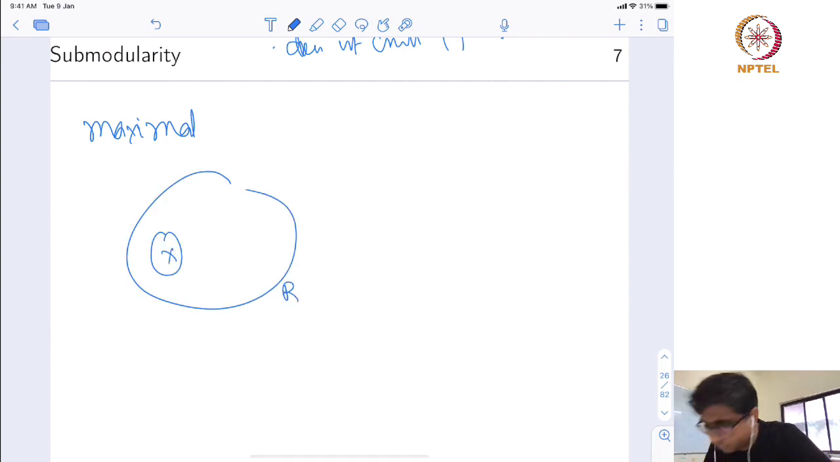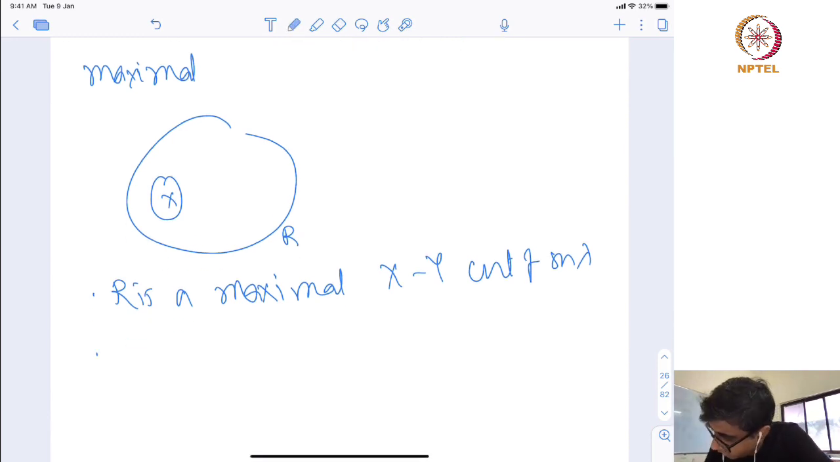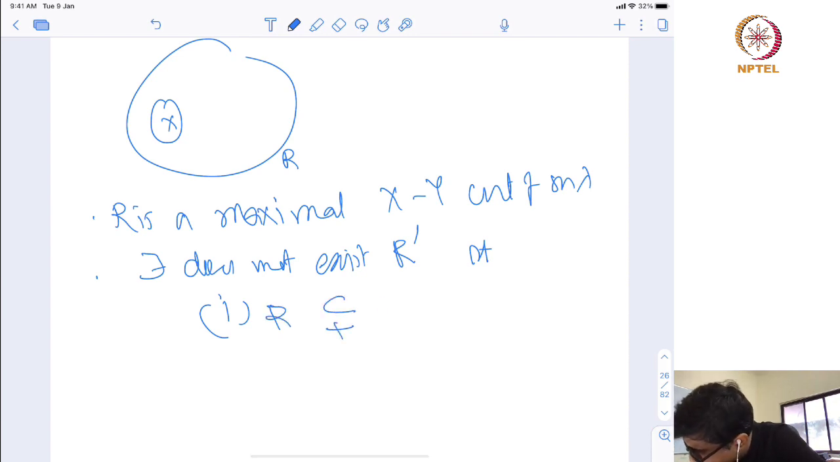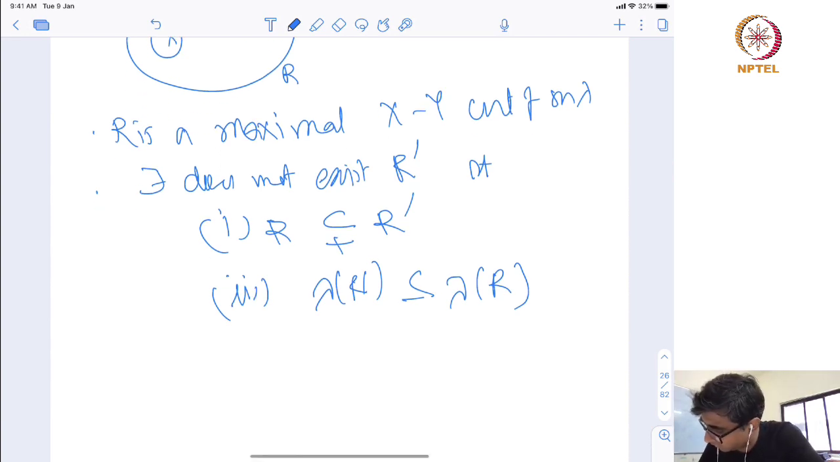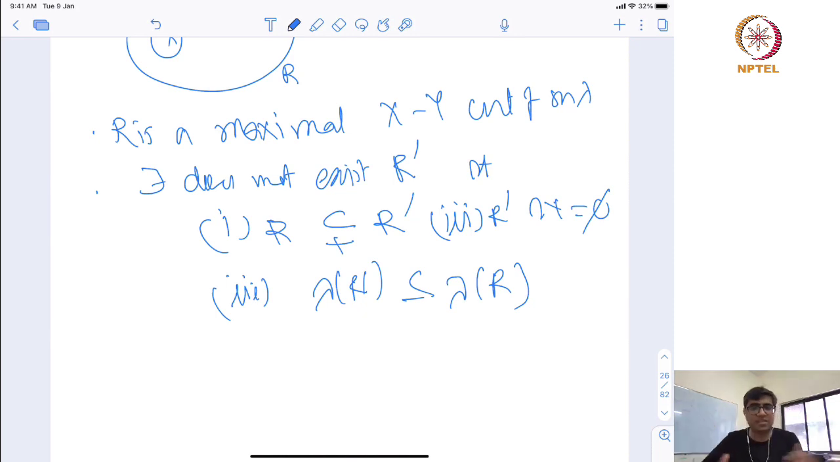I wanted to say that here is an X and here is an R. We say that R is a maximal XY cut of size lambda, meaning there does not exist R prime such that first, R is a proper subset of R prime, and second, let's say lambda of R prime is less than or equal to lambda of R. And this is the third point, R prime intersection Y is empty. Such sets do not exist, right?